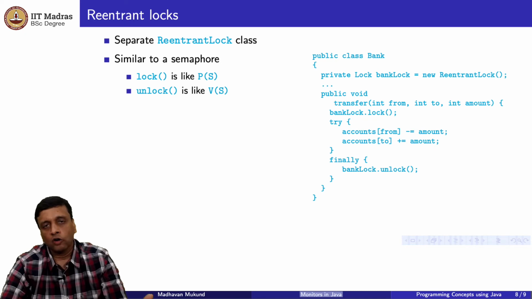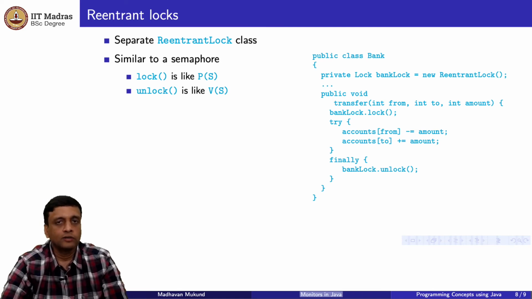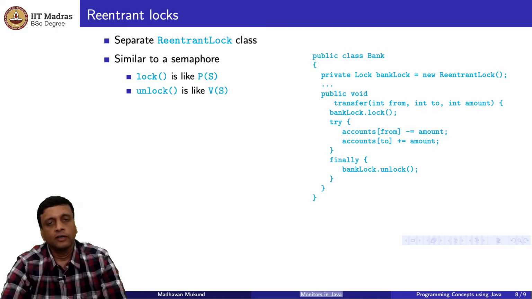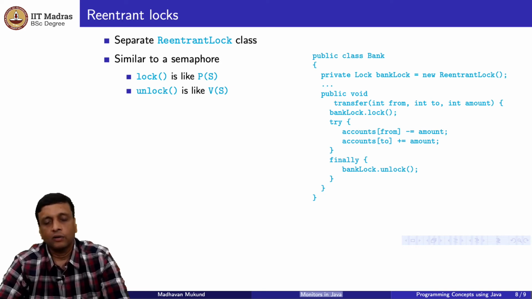In a lock context, these things are explicitly called lock and unlock, right? So grabbing a P is like grabbing hold of the lock. That's usually a function called lock, and giving it back is unlock. So here is a way you do that.